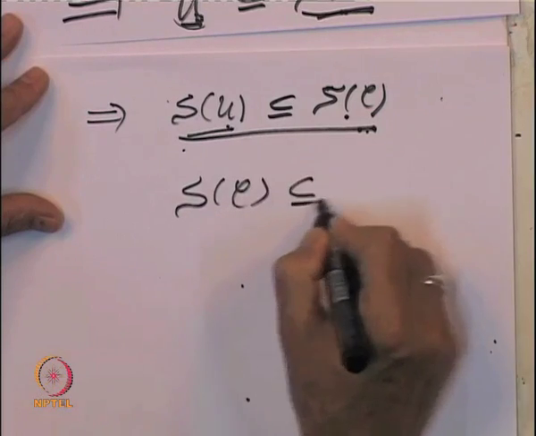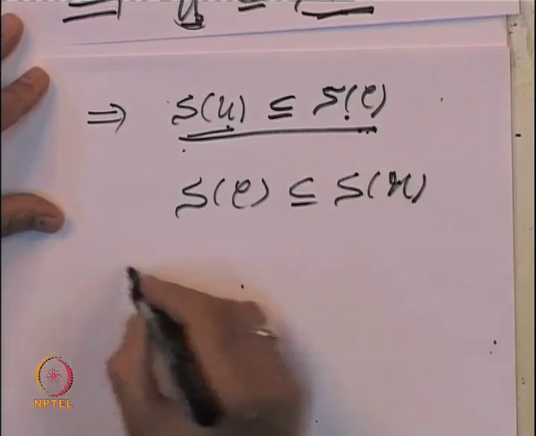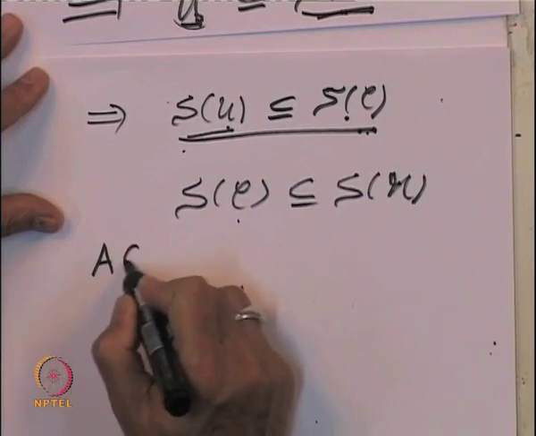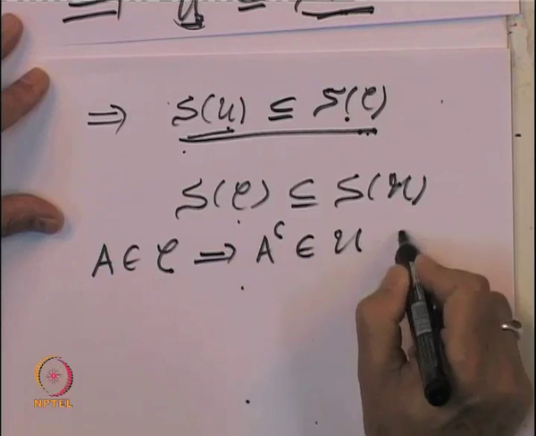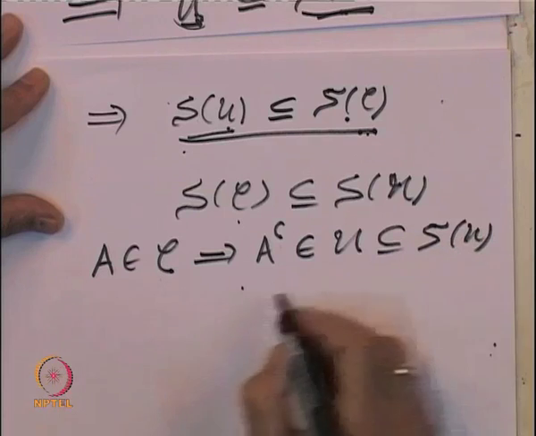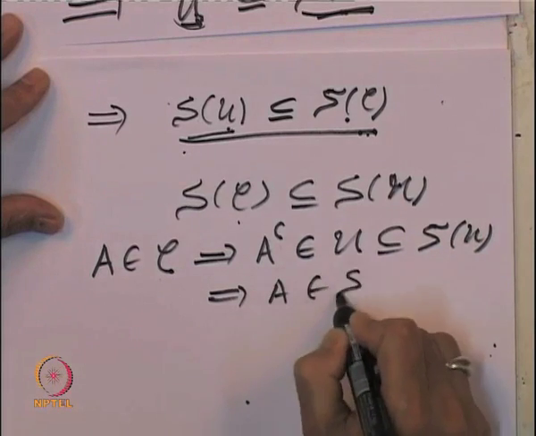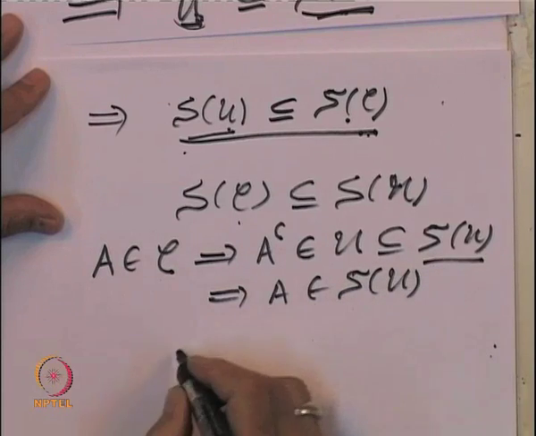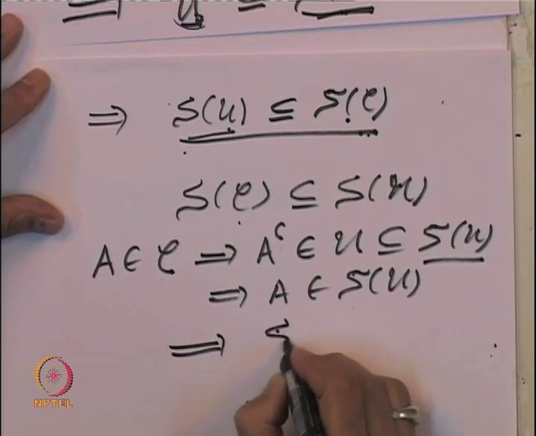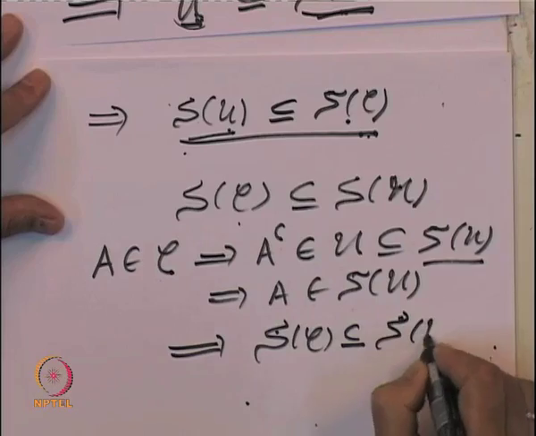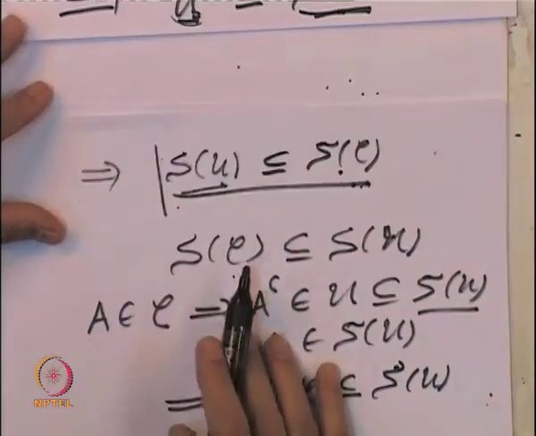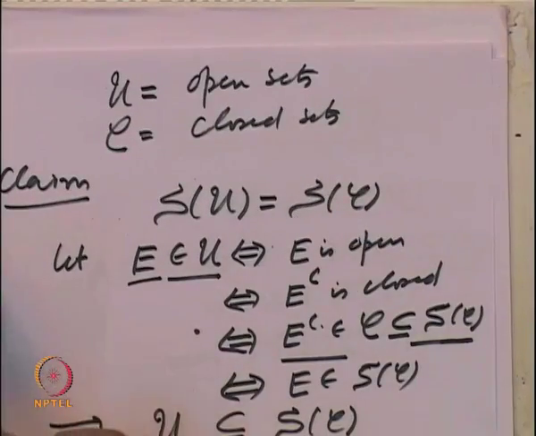So, by this technique we have shown S of U is inside S of C, and by the same technique we can show that S of C is also inside S of U. Because if I take a set A which is in C, that means A is closed, that means A complement is open. So, it belongs to U, which is in S of U. And that will imply that A belongs to S of U, because that is a sigma algebra. So, hence this implies that the sigma algebra generated by C must come inside S of U. So, the collection S of C is the same as S of U.